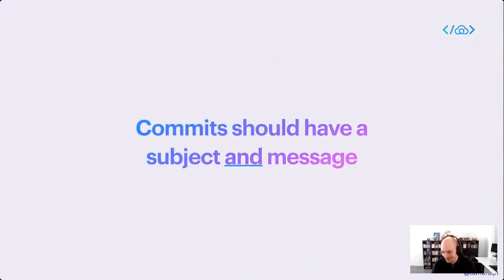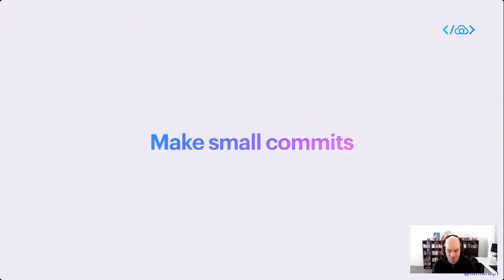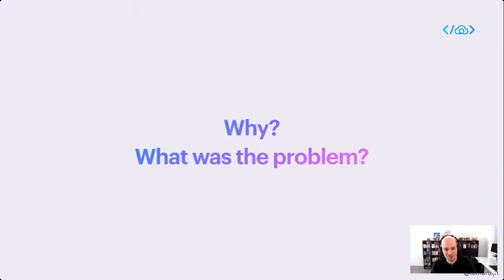So in other things, commits should have a subject and message. This message is there for a reason. We can provide all this extra context. Make small commits, so that if I find the commit that introduced the problem, I don't have to still split it up again to see what actually was the problem or where it was introduced.